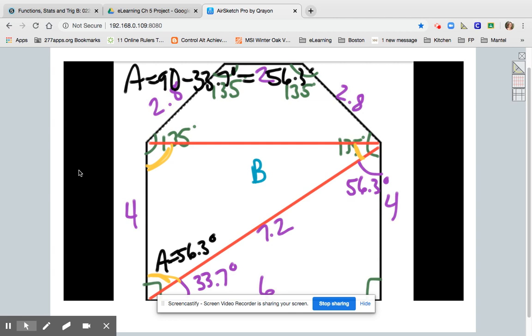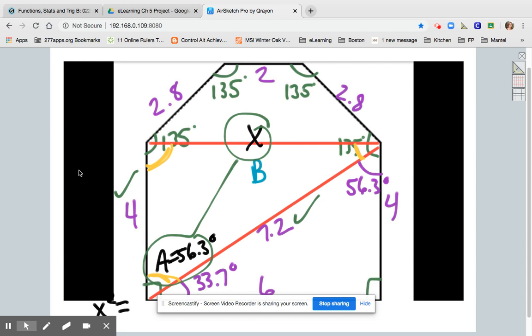This missing side length I can actually get by doing law of cosines. So law of cosines, here's the side angle pair, and here's the other two sides. So if I write down law of cosines for this, I'm going to go on up here. That was side x, so I'm going to say x squared equals, well, let me actually put it up here so you can see it better. Actually, let me erase this. I'm going to say that x squared equals the two sides squared, so 4 squared plus 7.2 squared minus 2 times the 4 times the 7.2 times the cosine of 56.3 degrees.